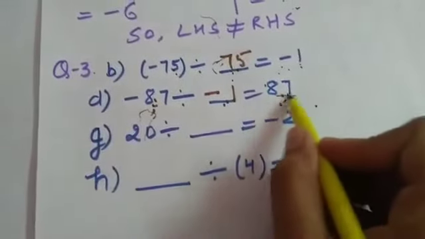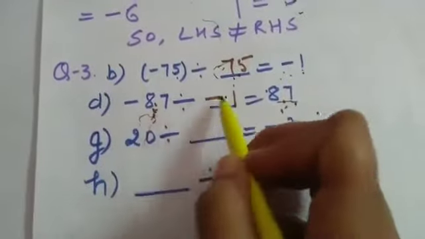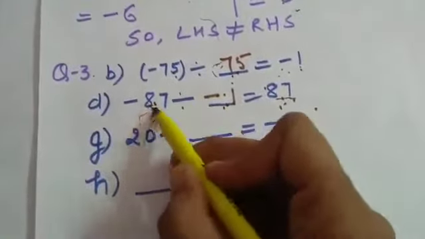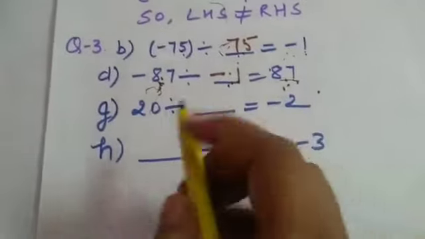So you have to make it positive, and it is positive when both are negative or both are positive. Here it is negative, so it should also be negative. Come to the next one.